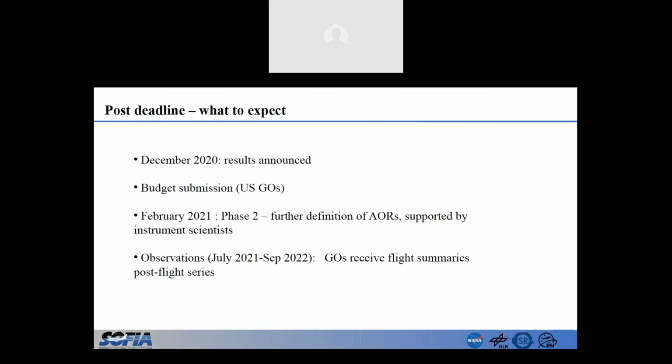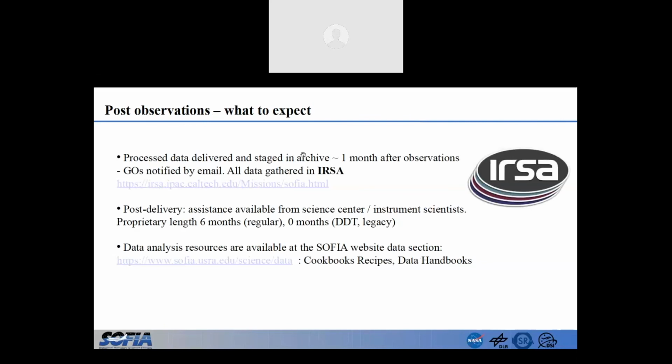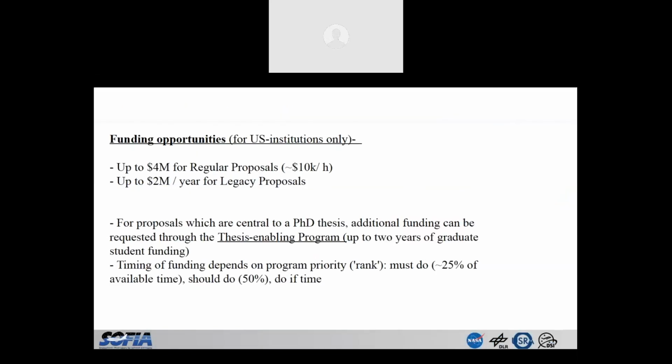And this is a post-deadline timeline. Observations would happen starting July 2021. And the data after observation is processed and staged in the IRSA archive. And then we can still help you after delivery with assistance about data analysis. Again, help desk, but also we have some recipes on how to get you started with your data that you can start looking at yourself.